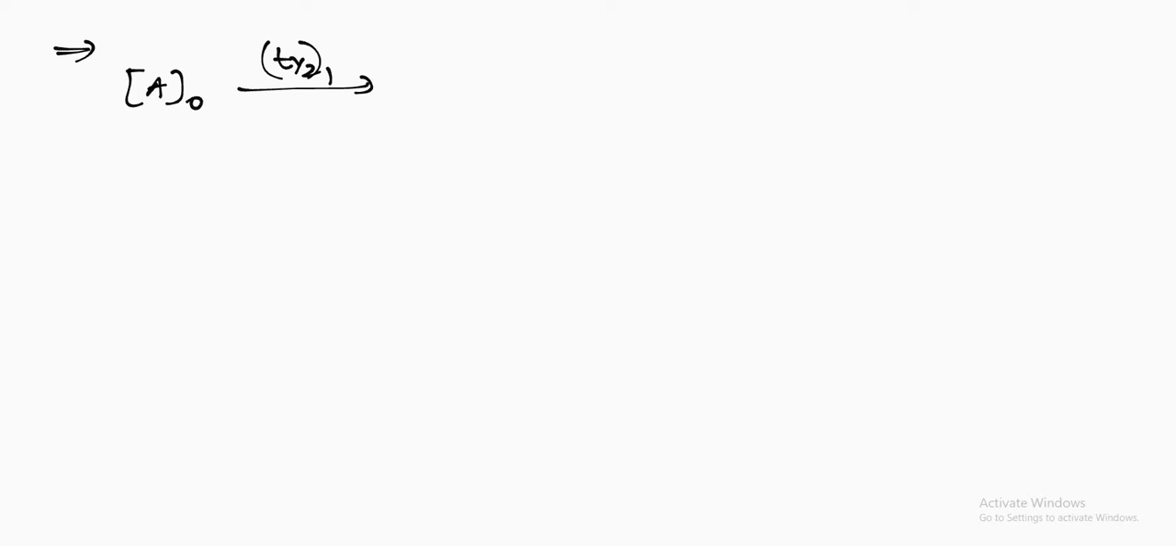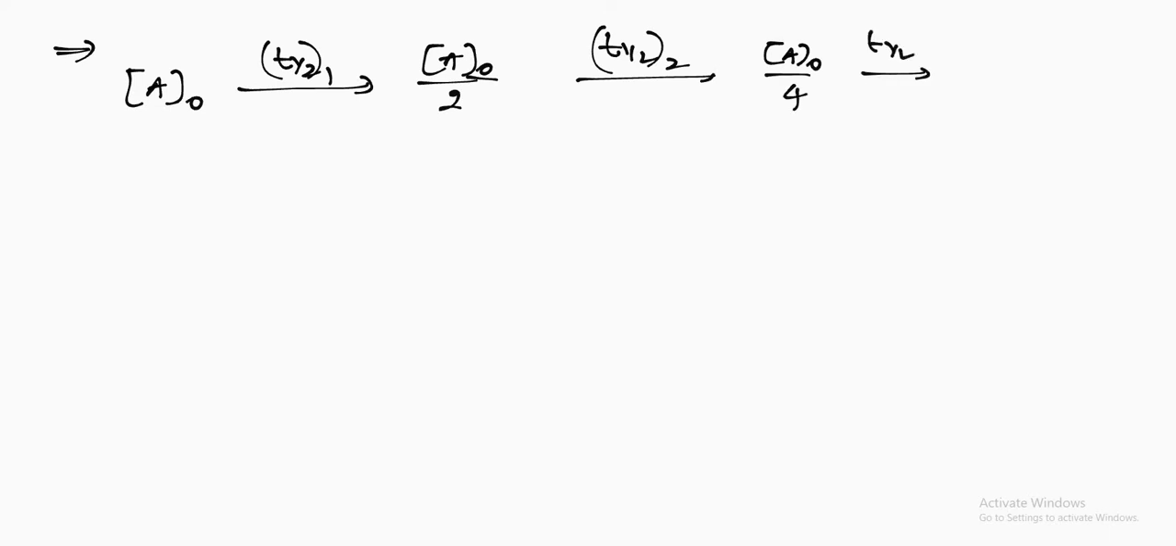Students, half-life means 50% will react, okay? So after the first half-life, what will be the remaining amount? Half of this, right? A0 by 2. After the second half-life? A0 by 4, correct? After the third half-life? A0 by 8, correct? So this is 2, this is 2 square. I can write this as 2 square, and here this is 8, we can write it as 2 cube, right?